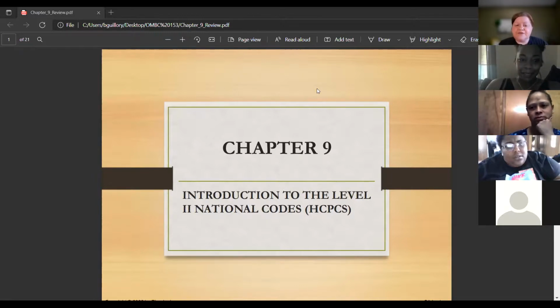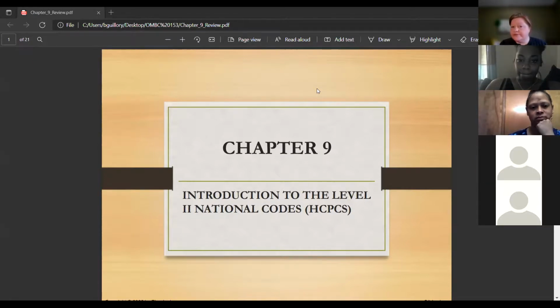All right. So chapter 9 was on that HCPCS manual, which is the much smaller blue manual. Thank God there's a small one.